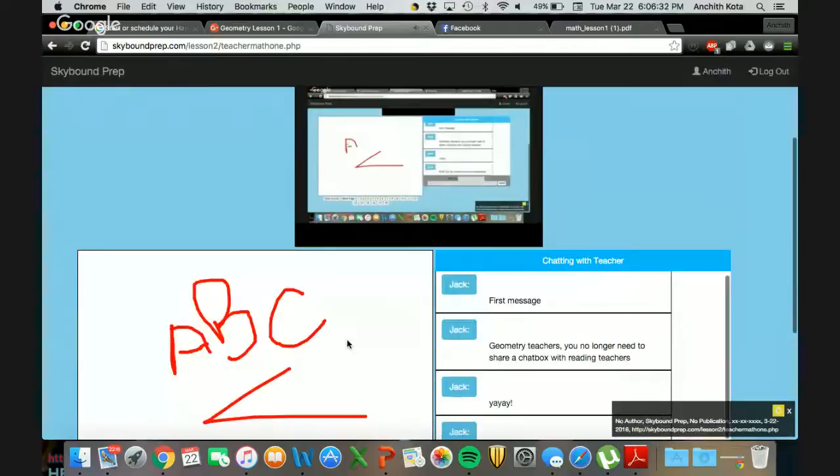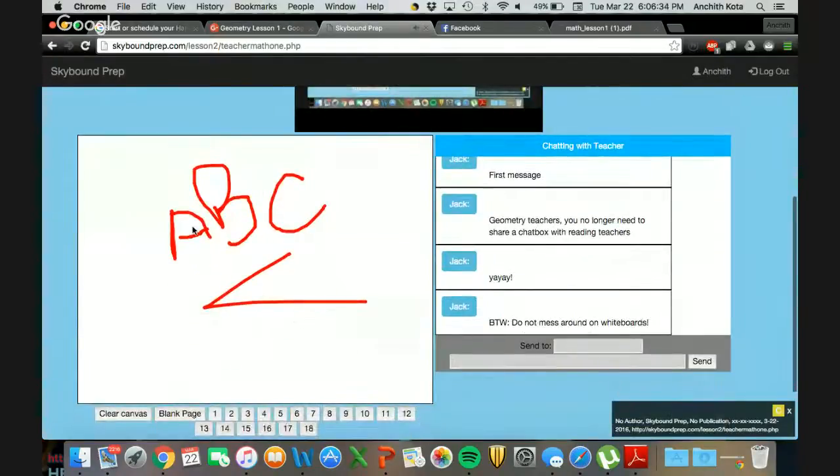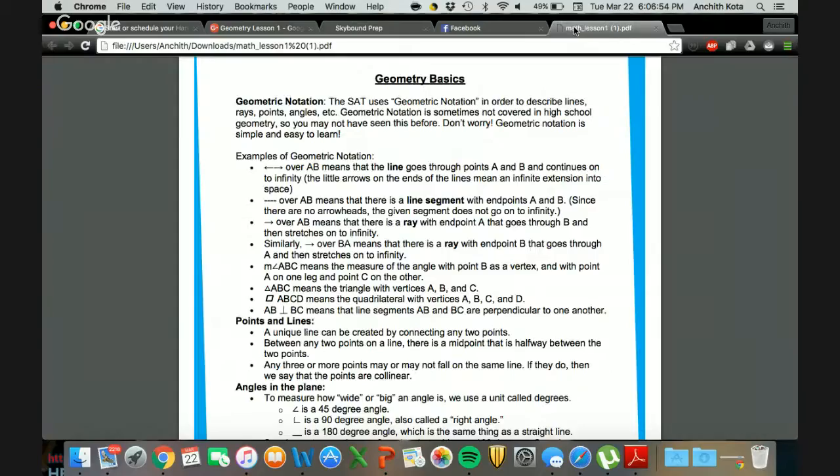Interesting. Okay, so basically you have these 3 letters that tell you what the angle is called. You always put the middle letter on the vertex. So that's B. And then this angle could be A, B, C, or it could be switched, and this could be A and this could be C. So that's the gist of angles.